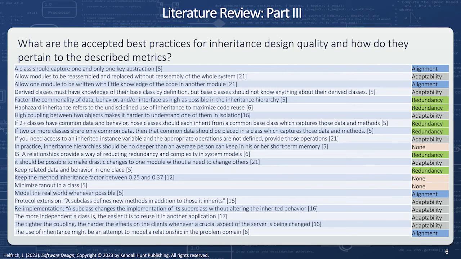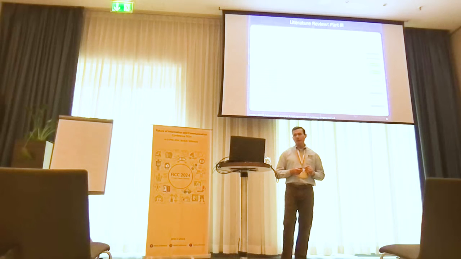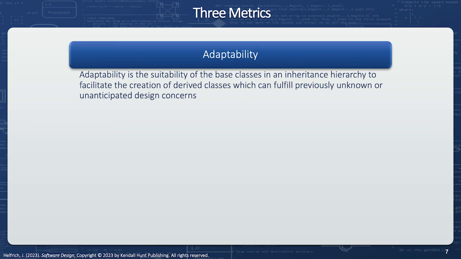And so we can categorize these into three broad categories. First is alignment. Is it aligned to the problem domain? Second, is it adaptable? Is it easy to make modifications to the classes? And third, is it minimized on redundancy? So let's take a look at these three metrics in turn. First of all, adaptability is the suitability of the base class and the inheritance hierarchy to facilitate creation of derived classes which can fulfill previously unknown or unanticipated design concerns.